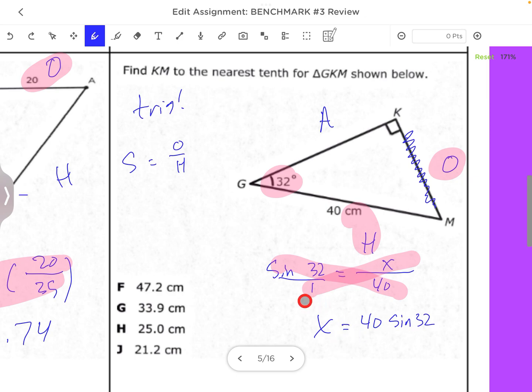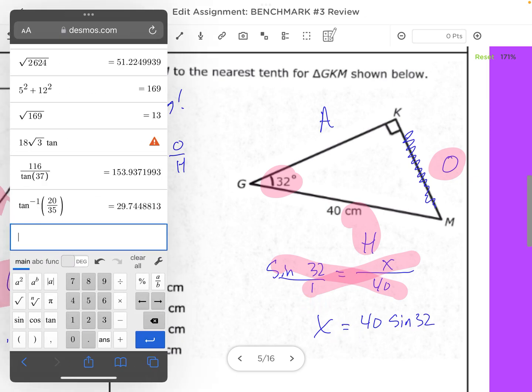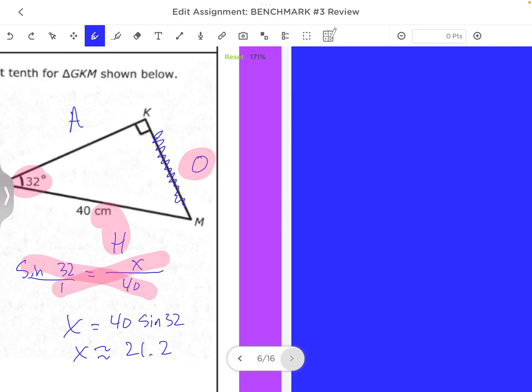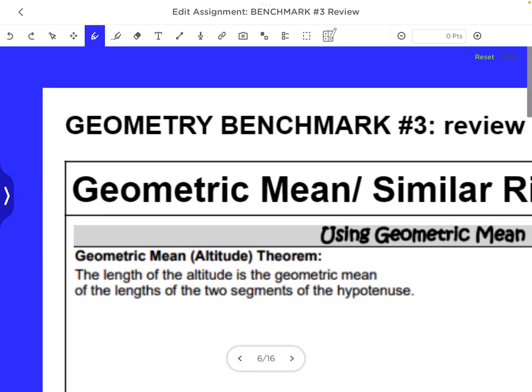So let's type that into our calculator and get that value. So let's just type in 40 sine 32, and it gives us 21.19. X is approximately 21.2, right? 21.2. All right, I know we went through a lot, but now we're going to our last page.